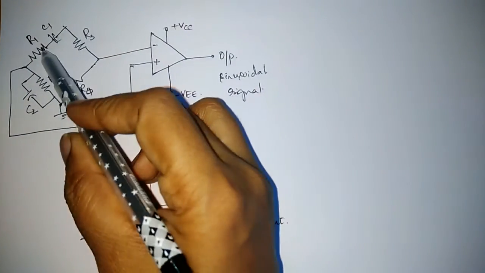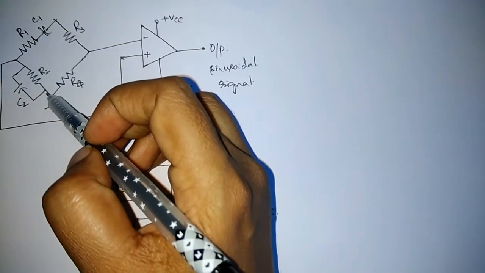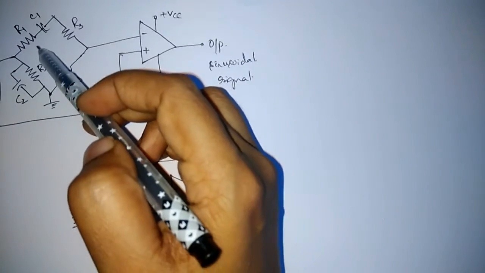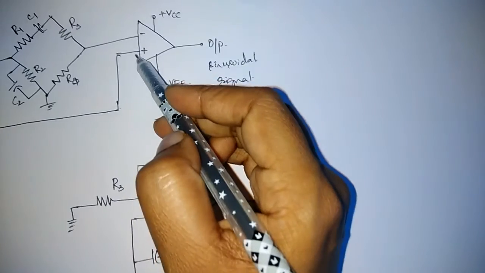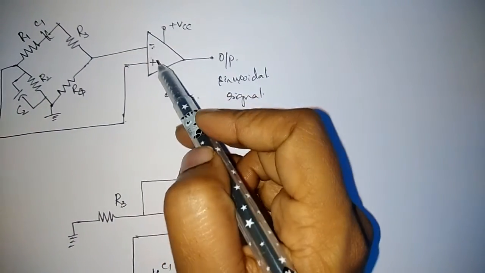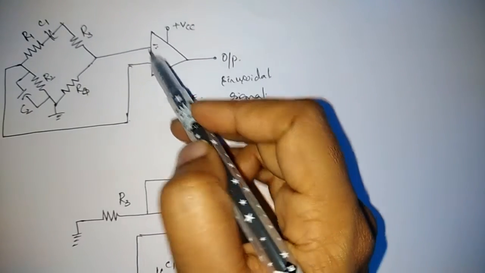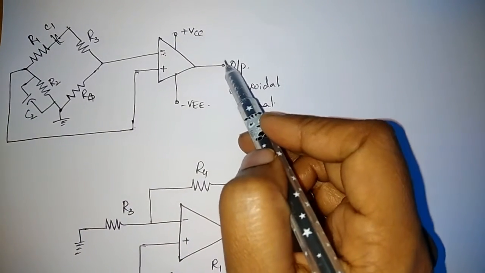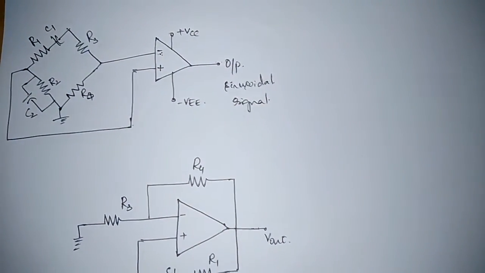So this is a feedback network which is consisting of a Wien bridge circuit. This is called your bridge circuit. The op amp is used in inverting mode. So this is inverting terminal and this is non-inverting terminal. Whatever the input you are giving into this inverting terminal, the output will get inverted, 180 degree out of phase.